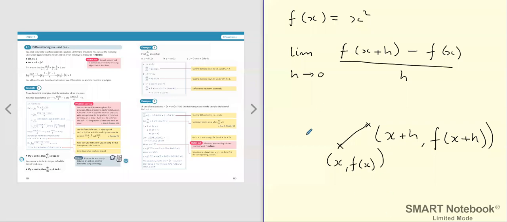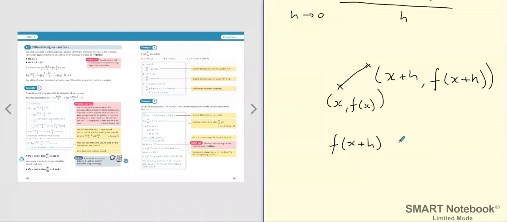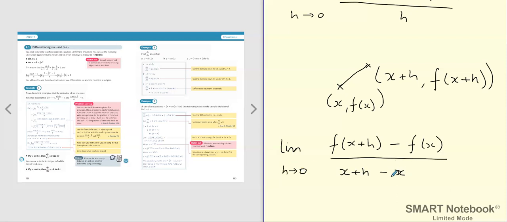I'm going to look at the change in my y values. So the change in my y values is going to be f of x plus h minus f of x, and that's the change in my y values over the change in my x values, which is x plus h minus x. But when we want to do differentiation, we want to make h as small as possible because we want to know the gradient at that very point almost. So what we're saying is, let's make h really small and approach 0.